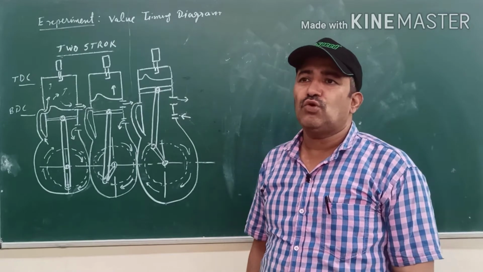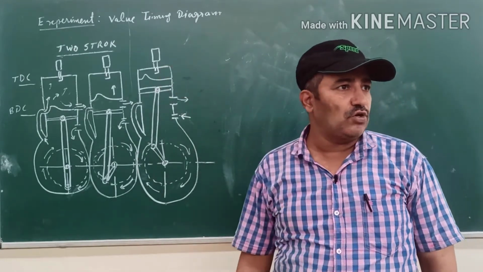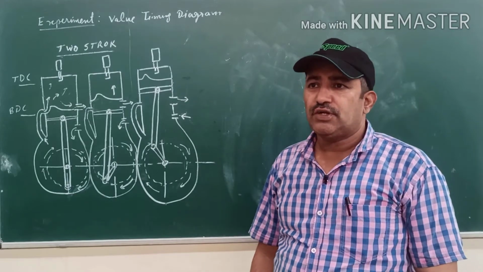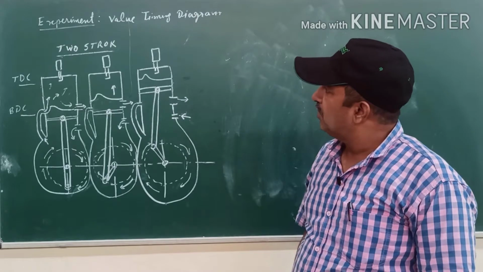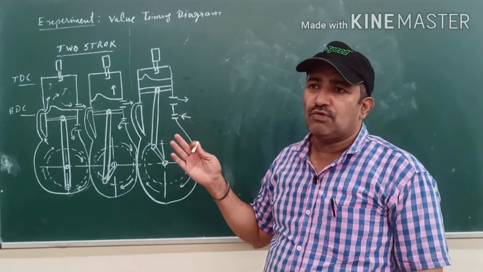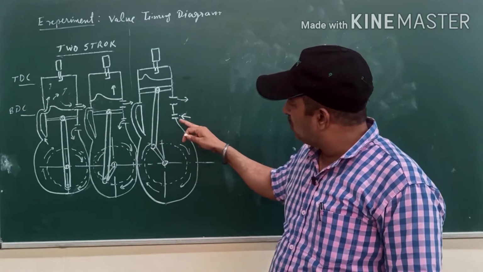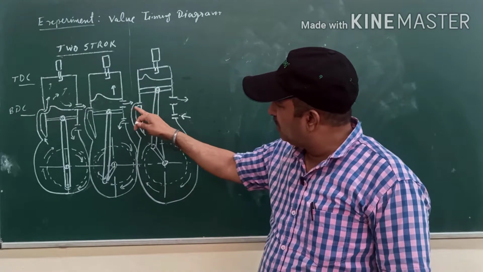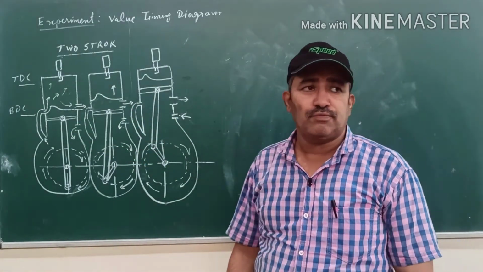Today we are going to understand what is valve timing diagram. First of all, we will start with the two-stroke engine valve timing diagram. Actually, in two-stroke engine there is no valve, only ports are there: exhaust port, inlet port, and transfer port. You can see in all the three diagrams.